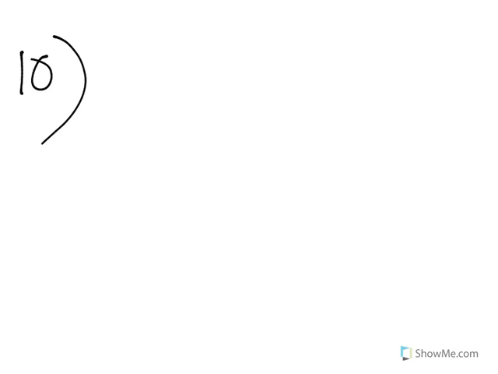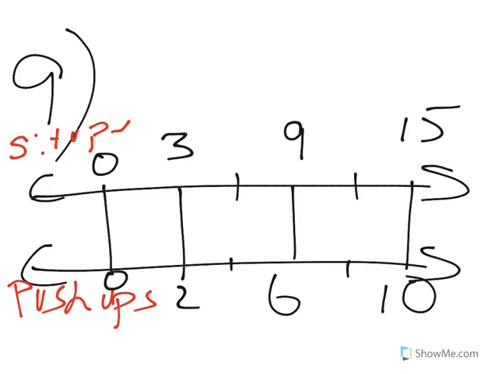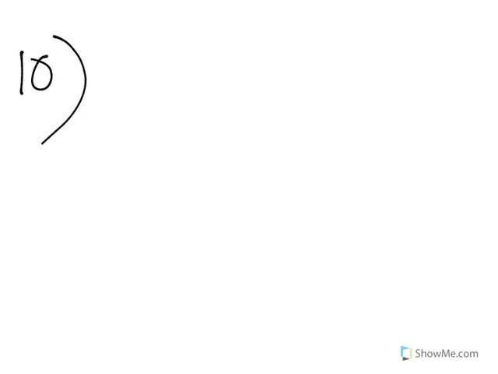Number 10 says, what ordered pairs did you create from the table? So I'm going to say I created 0, 0. That's my first ordered pair.